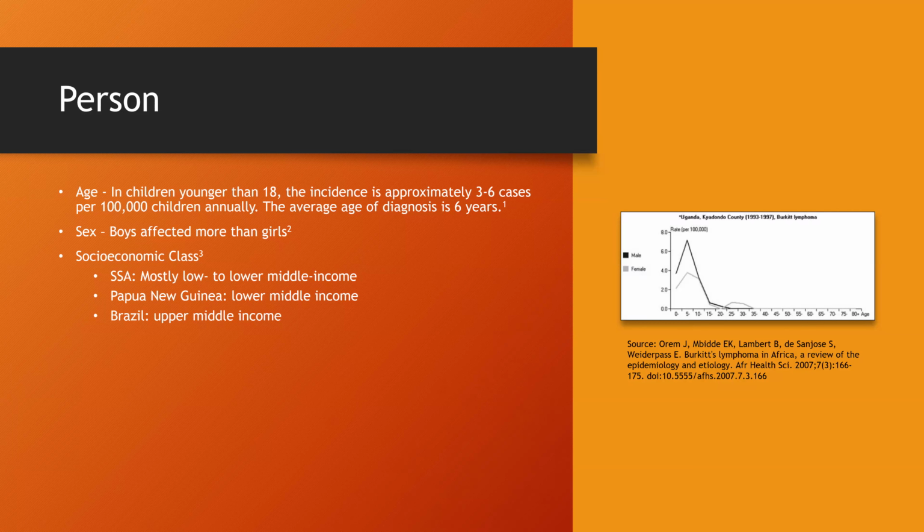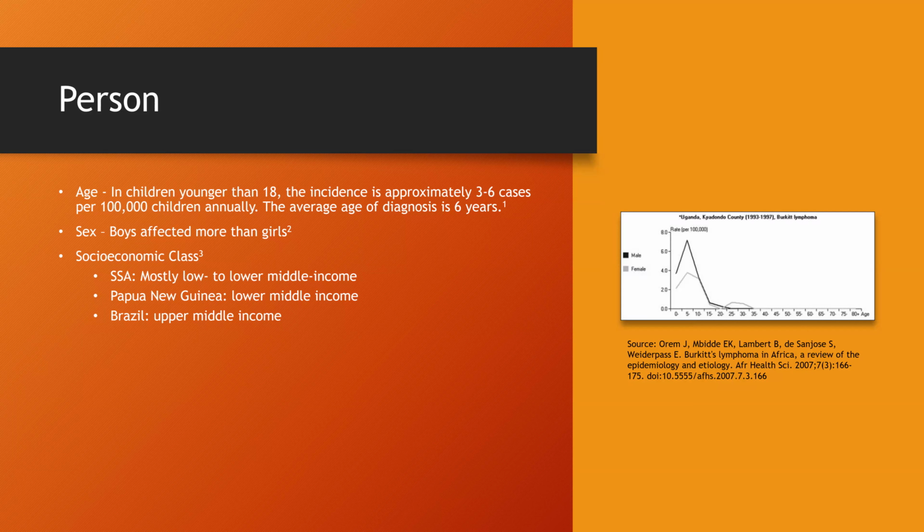So you'll see in the image on your screen a line graph conducted from a study in Uganda measuring the age and gender of patients with Burkitt lymphoma from 1993 until 1997. So we see that the age really starts to drop off at about between 15 and 20 years old. And the dark line indicates male gender, and the light gray line indicates female gender. So we see here that males are more affected than females.